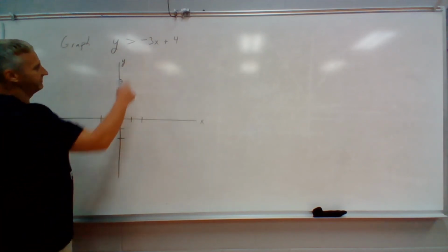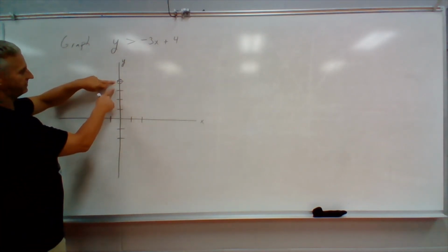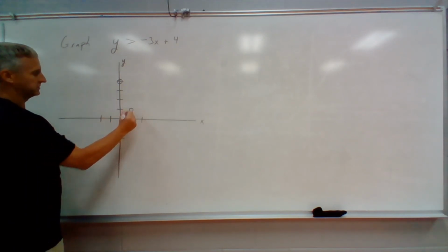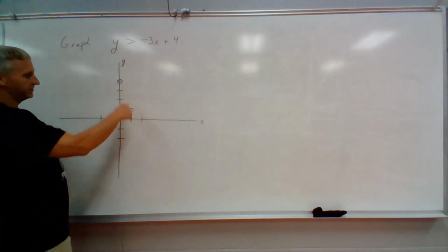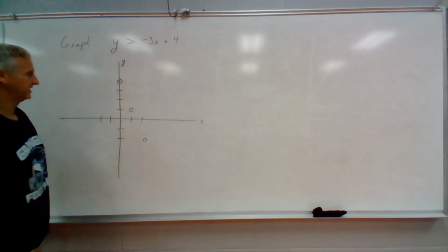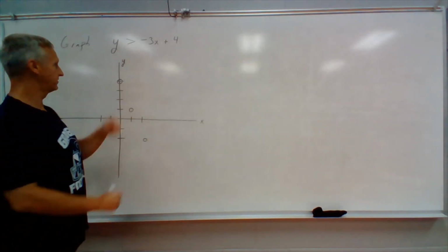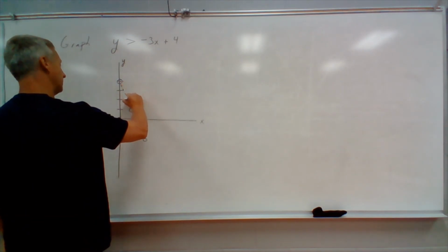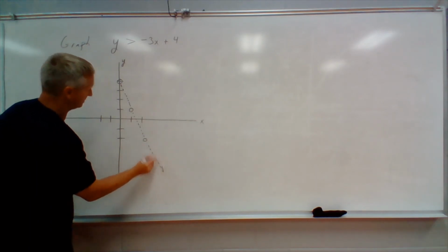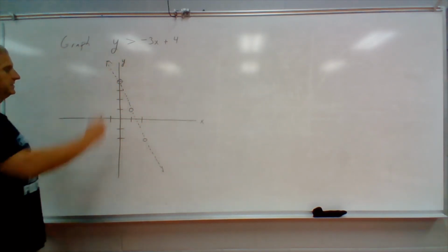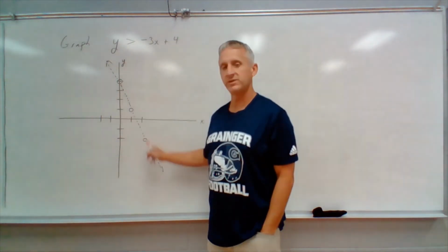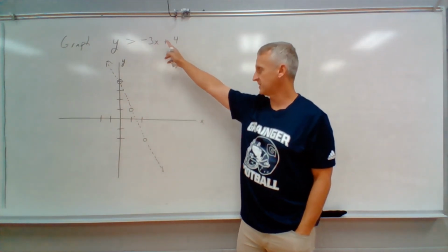My slope is negative 3. So I'm going to start at this point and go down 1, 2, 3, and over 1. There's another point. Again, I could go down 1, 2, 3, over 1 more to make another point. Since this is strictly greater than, I'm going to use a dotted line instead of a solid line. So we get this. The reason for the dotted line is because the points on this line don't satisfy this inequality.